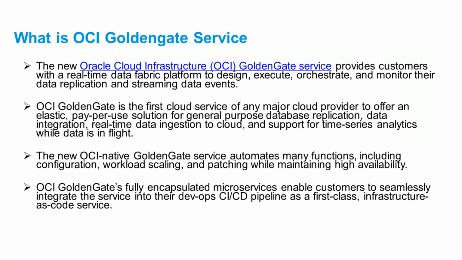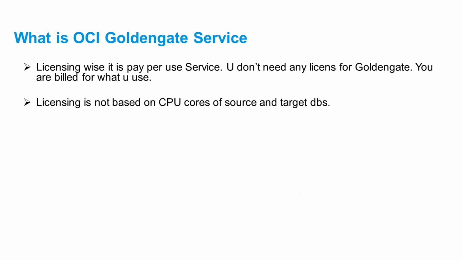OCI Goldengate is the first cloud service of any major cloud provider to offer an elastic pay-per-use solution for general purpose database replication. It automates many functions including configuration, workload scaling, and patching while maintaining high availability. It ensures it is highly available. It enables customers to seamlessly integrate the service into their DevOps CI/CD pipeline as a first-class infrastructure as code service.